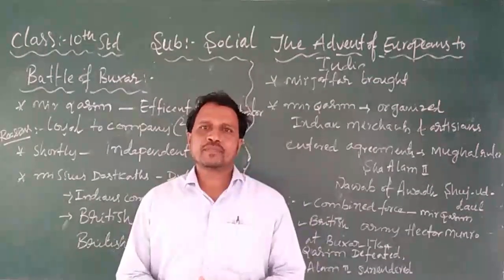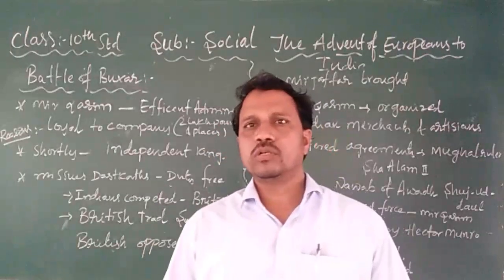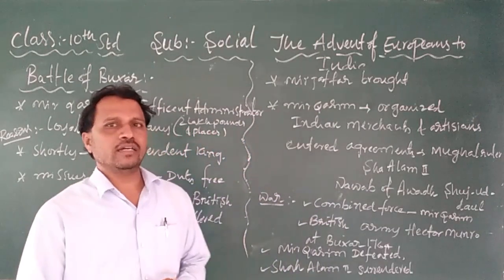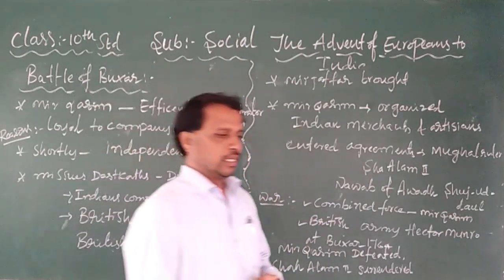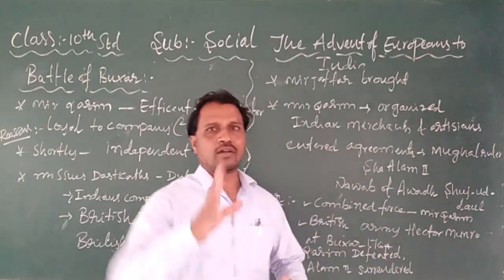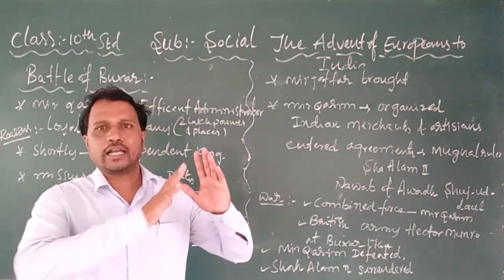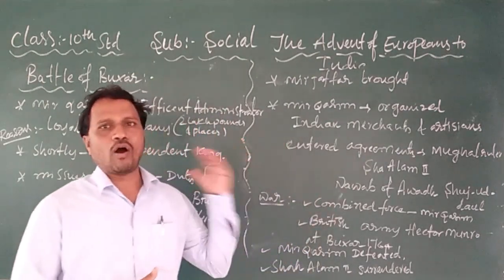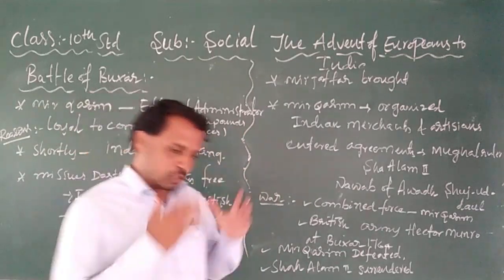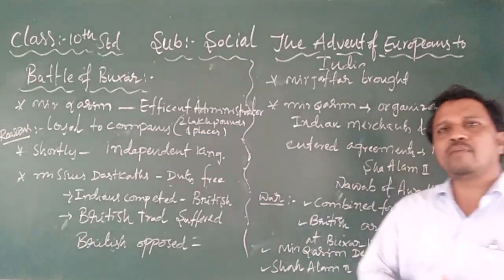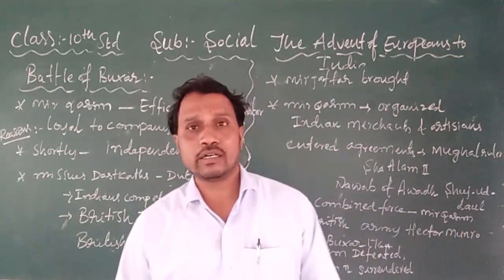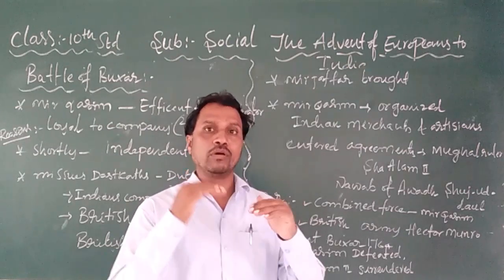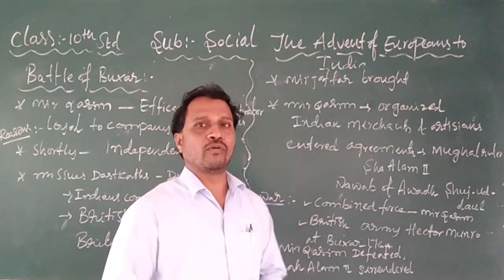When Mir Qasim was not ready to take back the duty free rule, the British got angry, and instead they brought Mir Jafar again as Nawab of Bengal. They dethroned Mir Qasim again and brought Mir Jafar as Nawab of Bengal. So it is one cunning plan. This is one cunning plan made by the British. But do you know, students, the British could do this cunning plan knowing this beforehand.